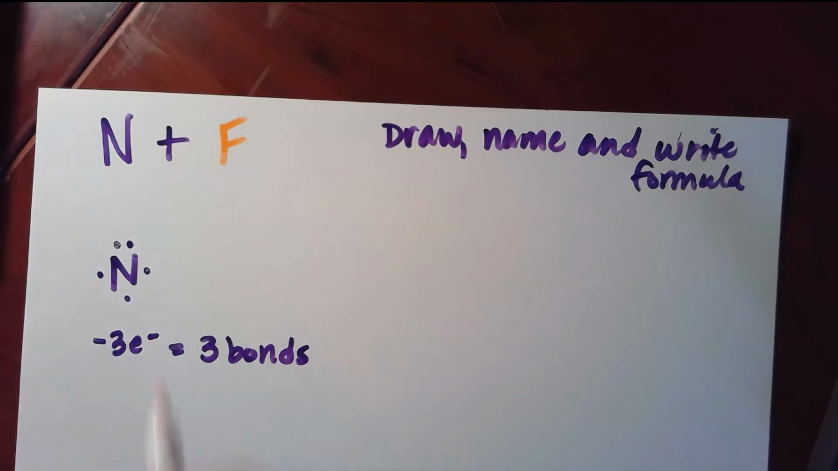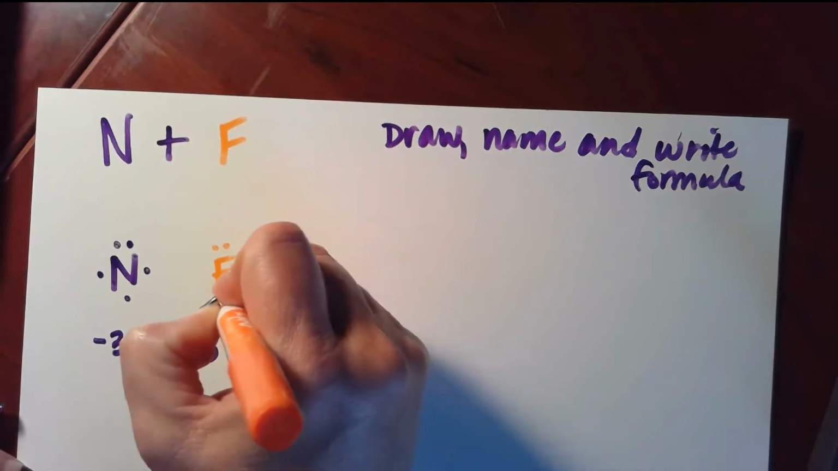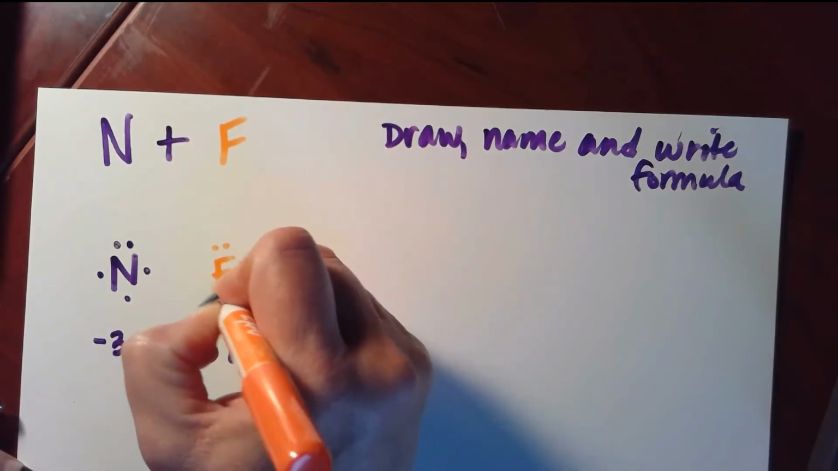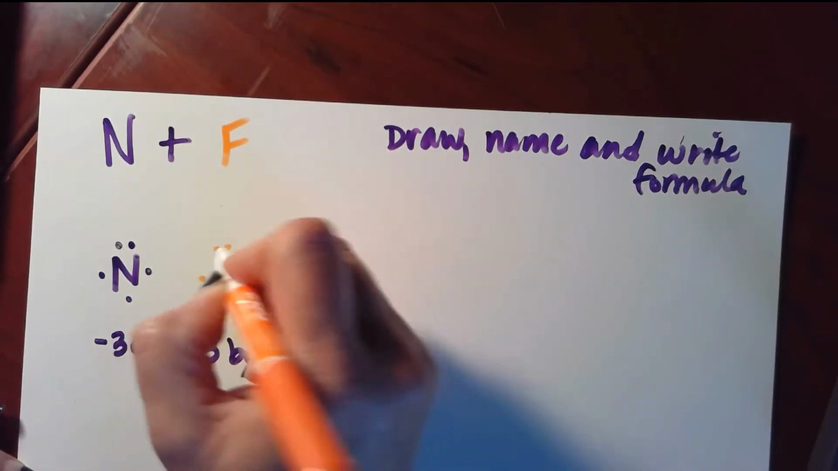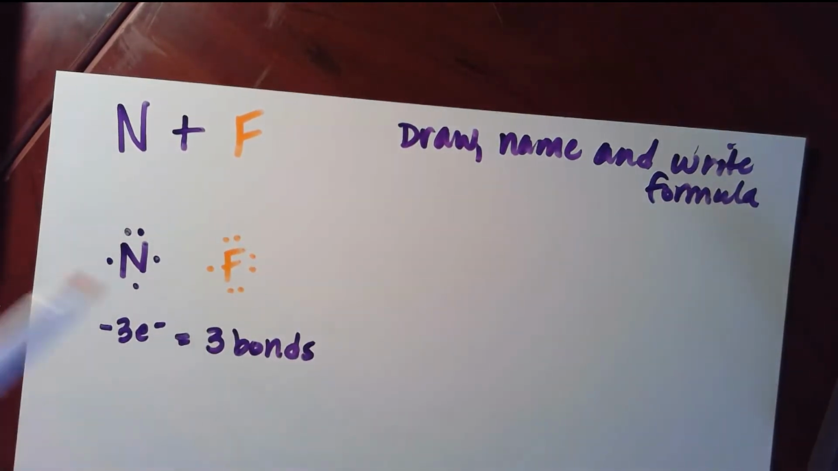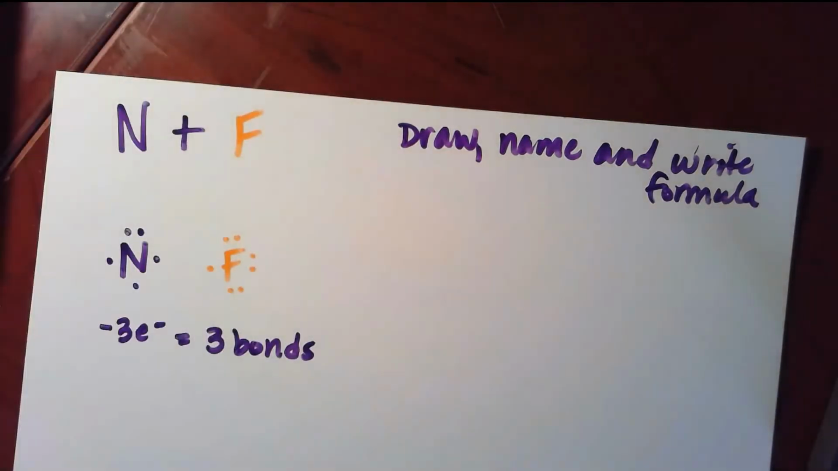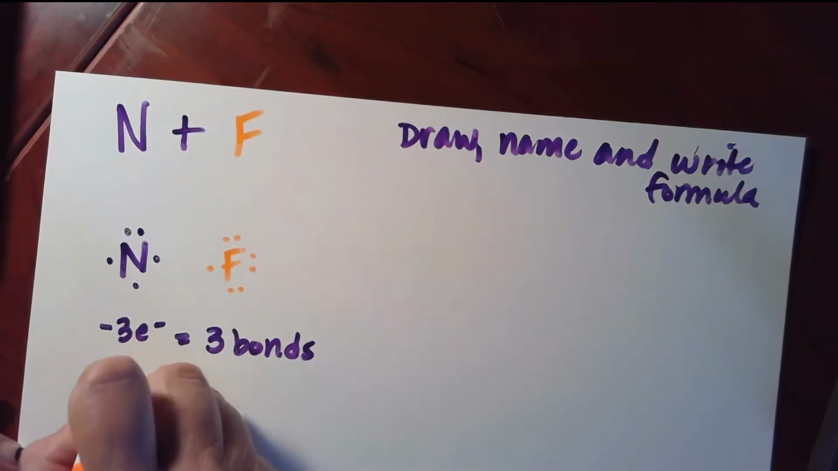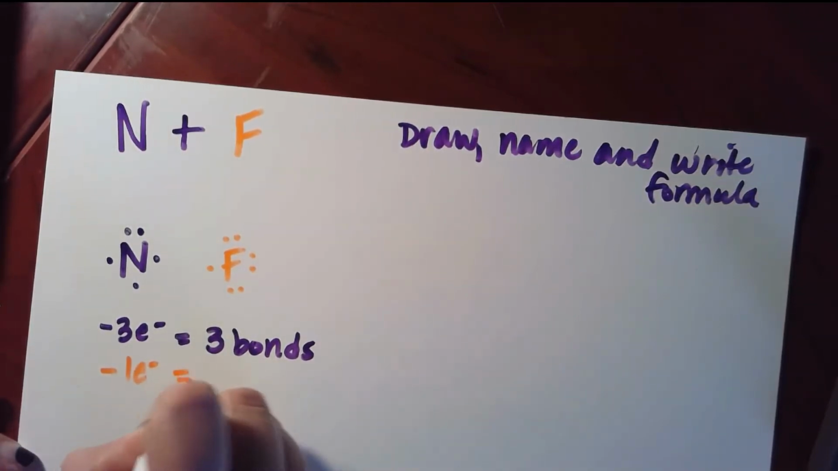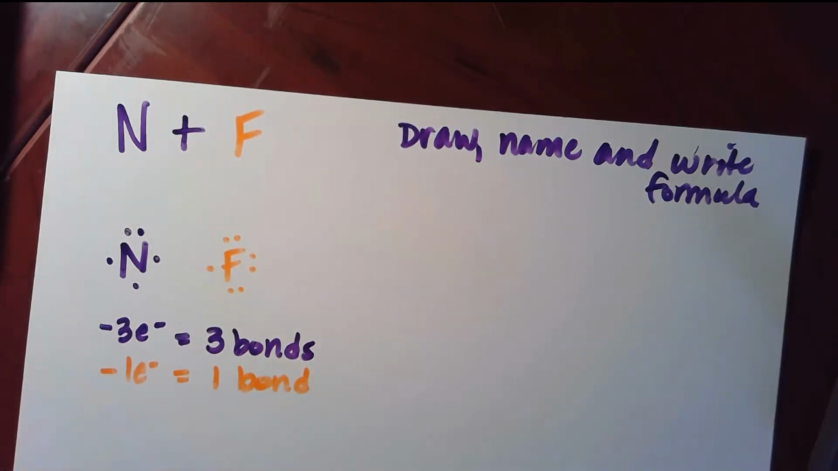All right, and I'm going to do an F here. 1, 2, 3, 4, 5, 6, 7. So I should have done it 1 on each side. All right, so 1, 2, 3, 4, 5, 6, 7 dots because he's in group 17 and only needs 1 more. So that should tell you that F is short 1 electron, which means he wants to make 1 bond. So let's make the fluorine bond once.